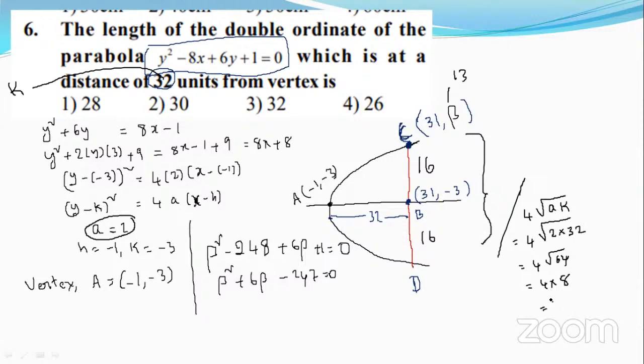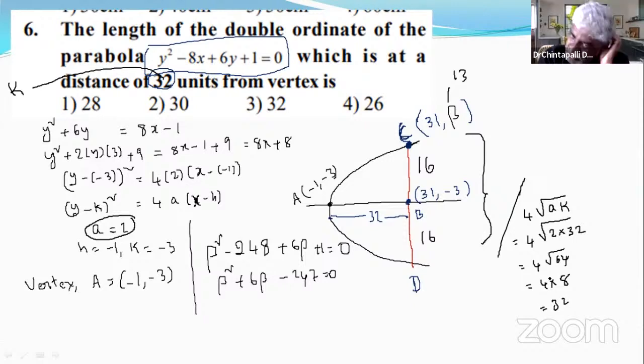This is easy. It is the formula to find the length of a double ordinate: 4 times the square root of a times k, where a is the distance between the vertex and focus, and k is the distance of the double ordinate from the vertex. Clear?